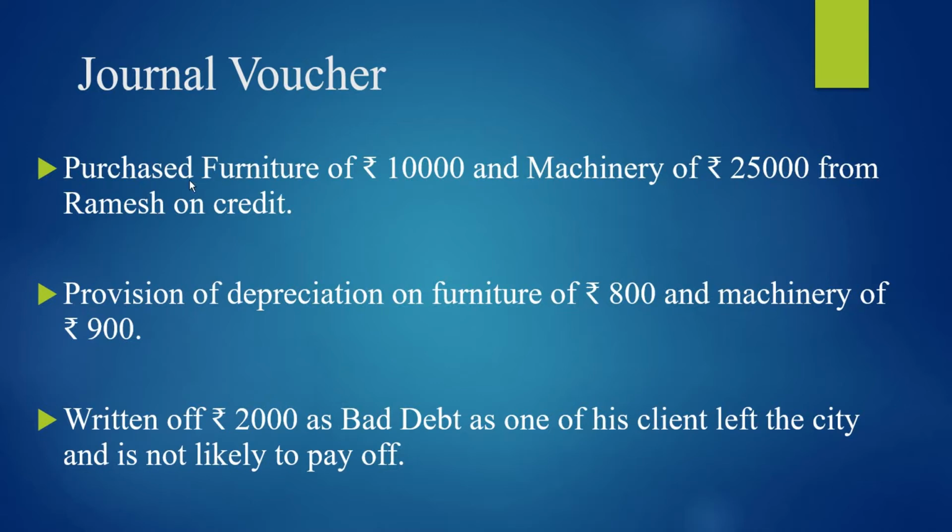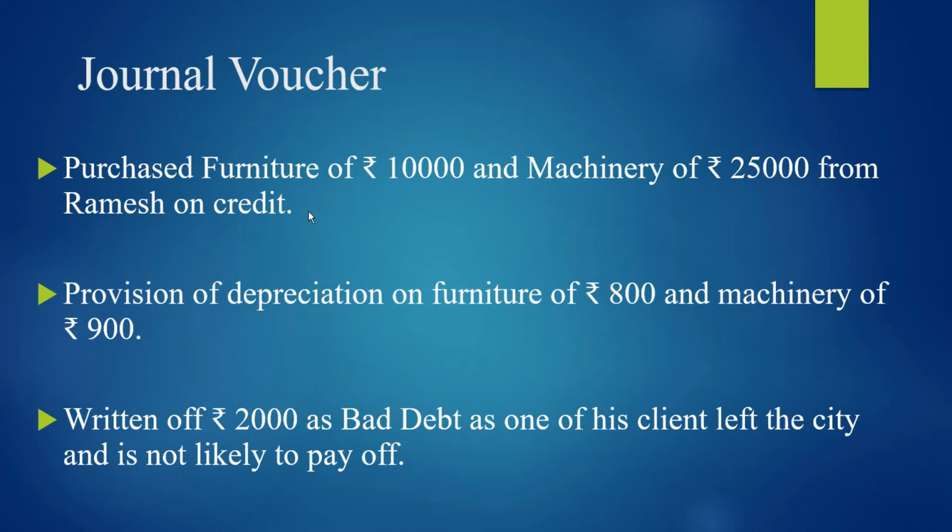Now let's see the first transaction. Purchased furniture of rupees 10,000 and machinery of rupees 25,000 from Ramesh on credit. See, this particular transaction is purchase of fixed asset and it is on credit basis. This has to be recorded under the journal voucher.